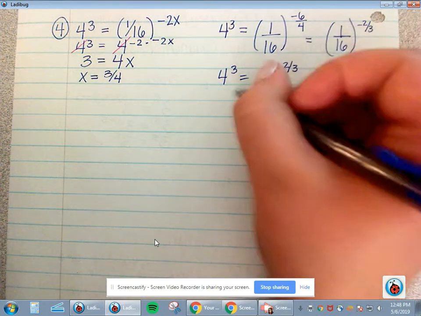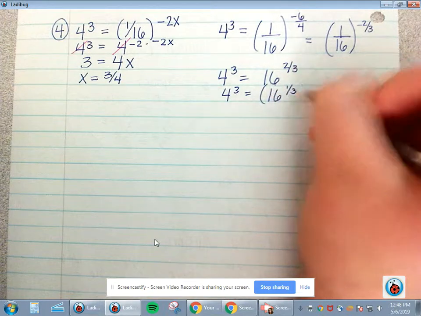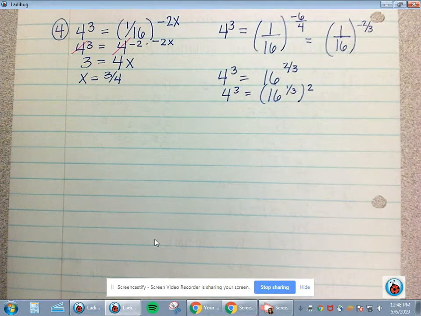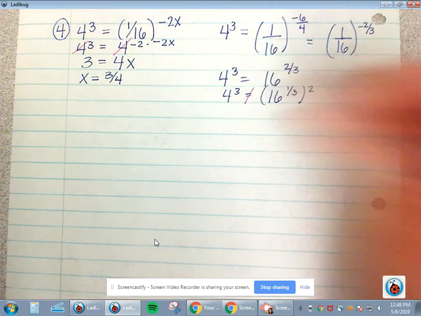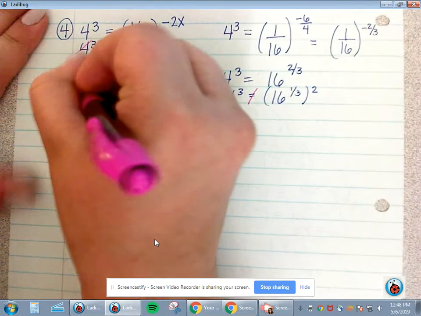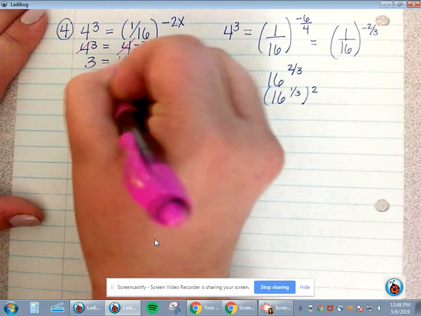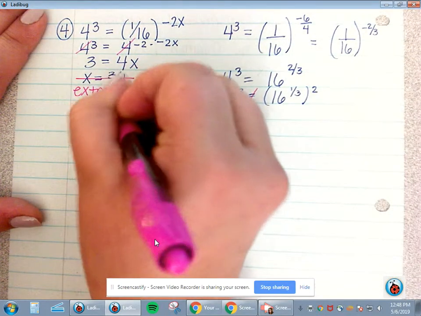16 to the 3/2. Does anything times itself 3 times equal 16? Nothing nice does. So at this point, we can say that these are not equal. You could check it with your calculator as well. So this is not a solution. It is called extraneous. So we can say there is no solution.